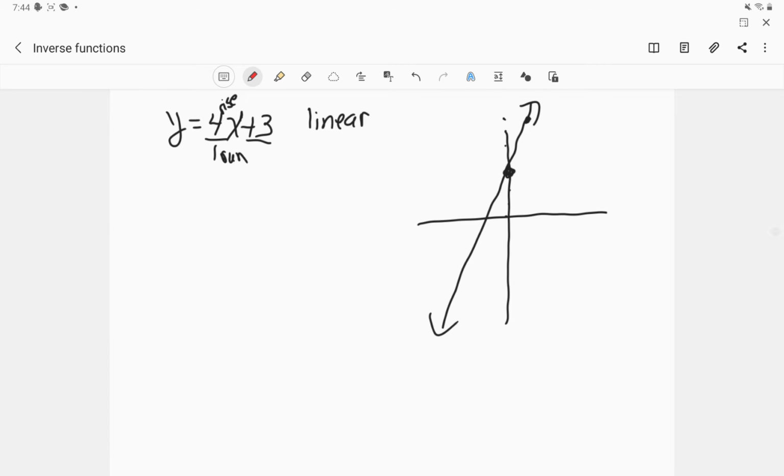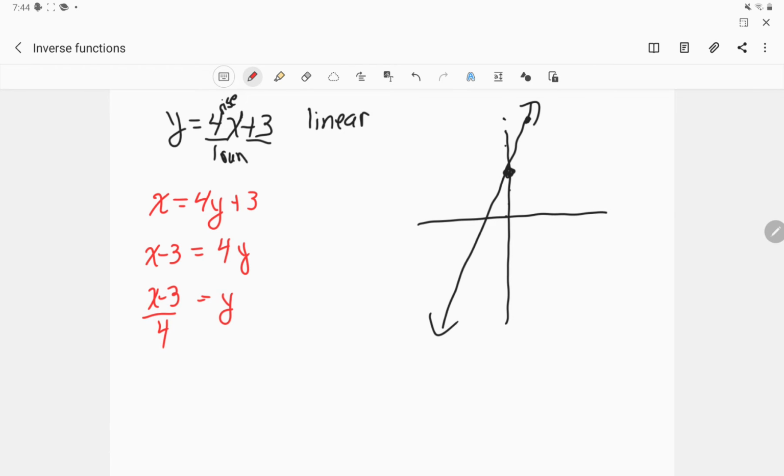So it asks, is the inverse of that a function? Well, the first thing I would have to do is find the inverse. So for the inverse, I would flip my x and my y. x is equal to 4y plus 3. I'd subtract 3 on both sides, and then I would divide by 4. So I would have y equals x minus 3 over 4.